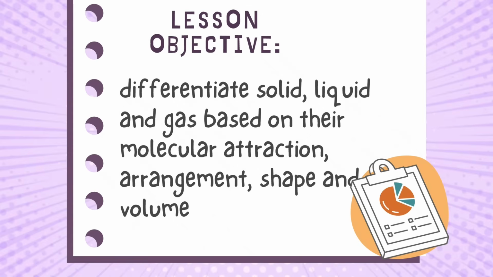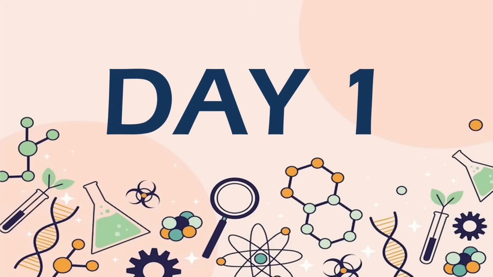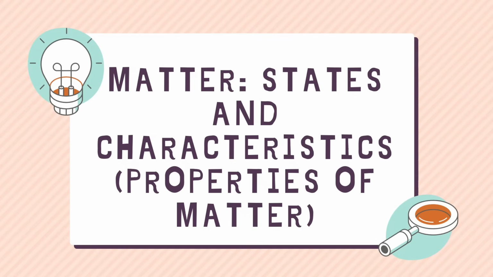So our objective for this week is to differentiate solid, liquid, and gas based on their molecular attraction, arrangement, shape, and volume. So let's have our day 1. And for day 1, of course, let's have a quick recap, and some sort of an activity that will motivate us for this week's lesson. So we have matter, states, and characteristics, so properties of matter.